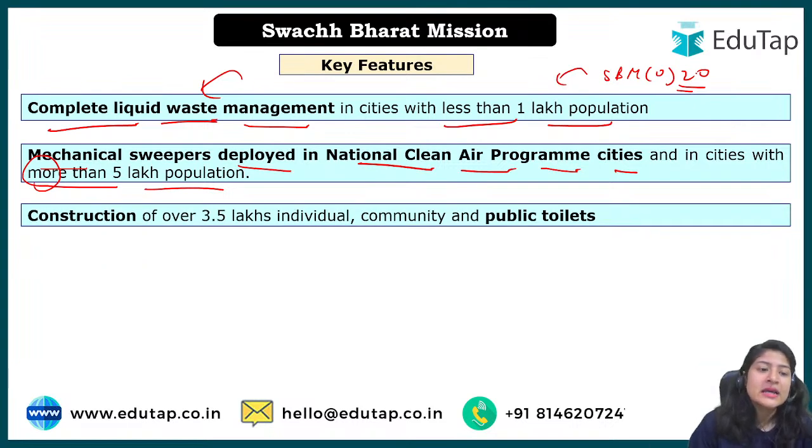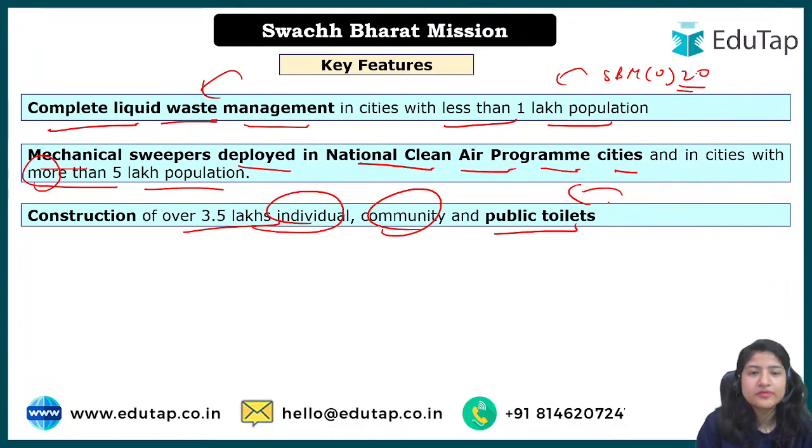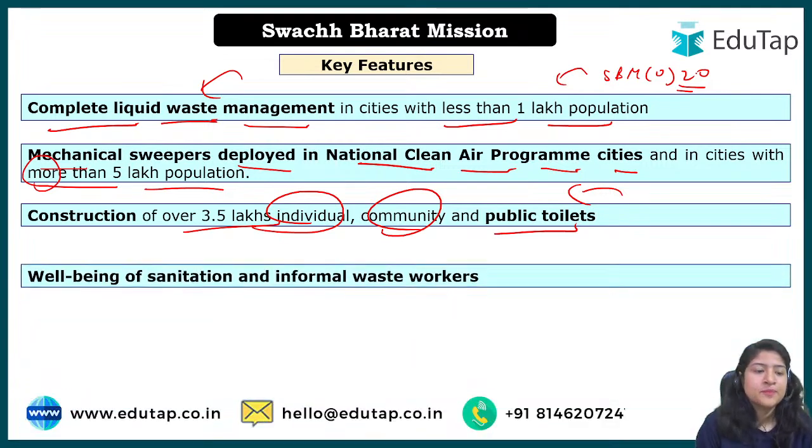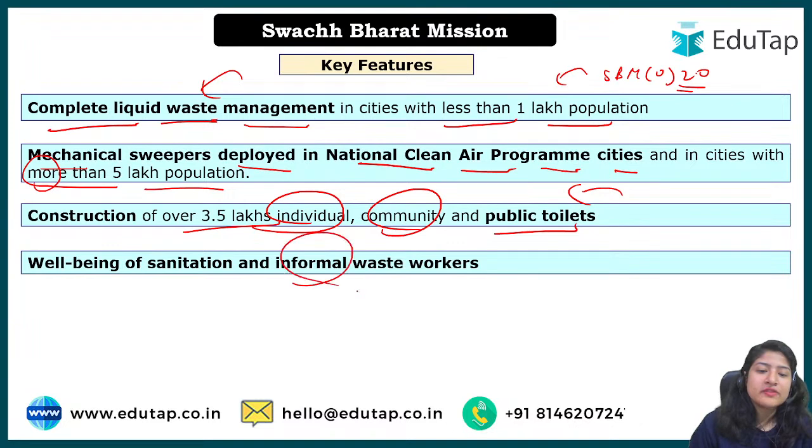But here mechanical sweepers will be switched with the manual laborers in the cities where the population is more than 5 lakh. Then construction of over 3.5 lakh individual, community and public toilets, that is also one of the missions, because of course we're talking about sanitation, we're talking about cleanliness, so of course we want to have public toilets as well.